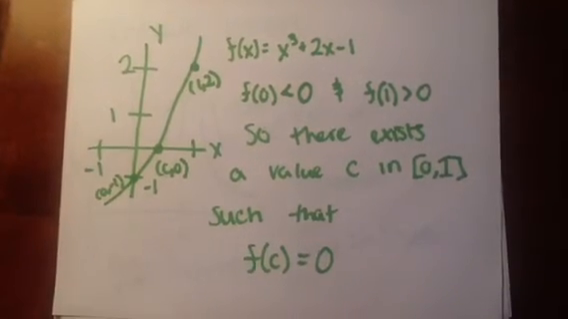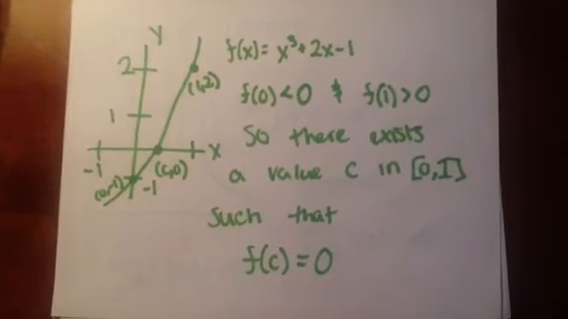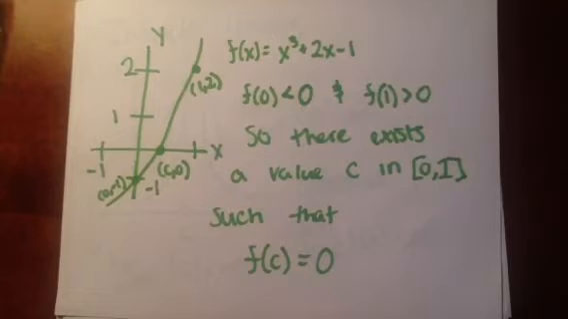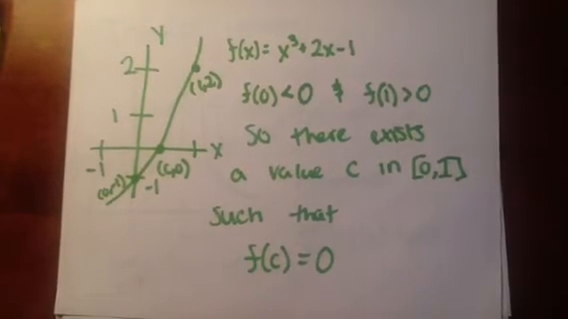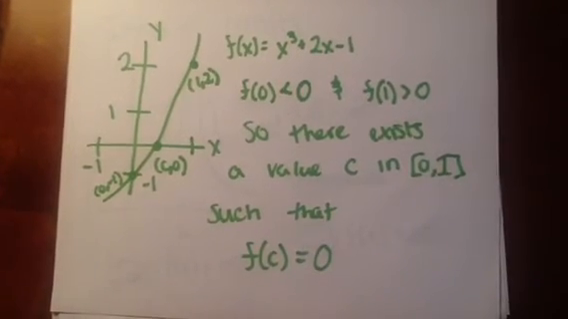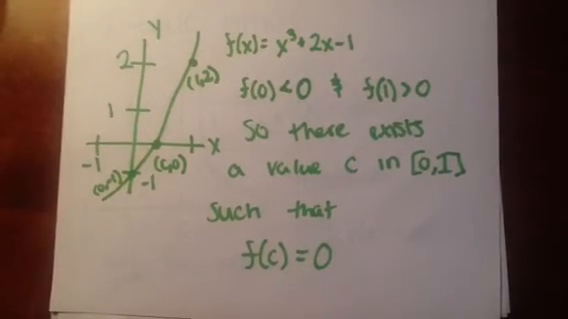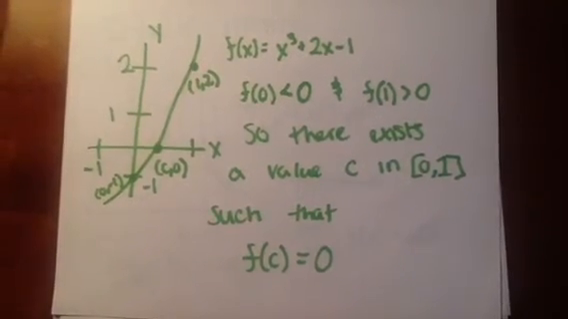As an application of the intermediate value theorem, looking at the function f of x equals x cubed plus 2x minus 1, we know that f of 0 is less than 0 and f of 1 is greater than 0. So there exists a value c in the closed interval 0 to 1 such that f of c equals 0.